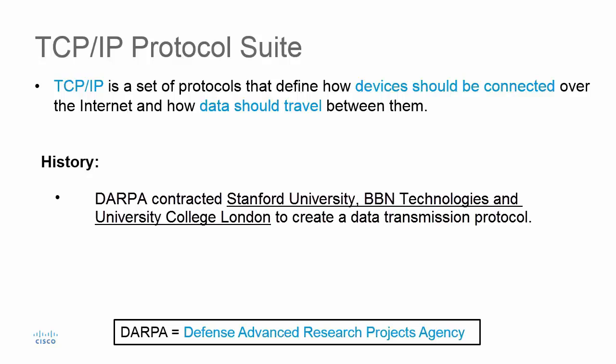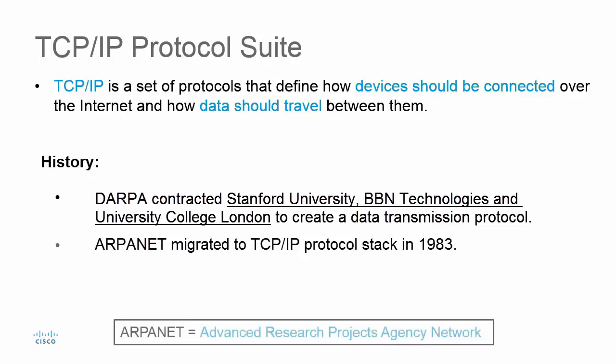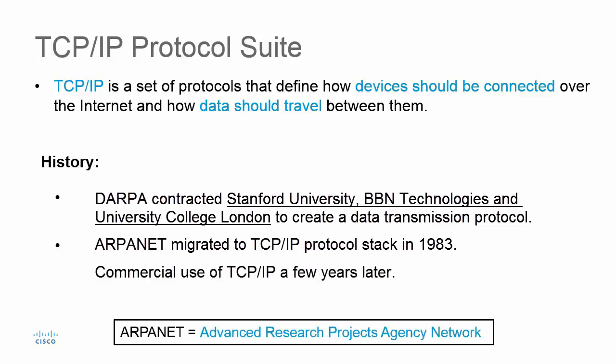After the test in 1975, when communication between networks at Stanford and University College London was performed, things started moving faster. In 1983, ARPANET migrated to the TCP/IP protocol stack. By then, the US Department of Defense had already declared TCP/IP as the standard for military networking. A few years later, TCP/IP managed to find its way into commercial use, which resulted in widespread implementation of TCP/IP.